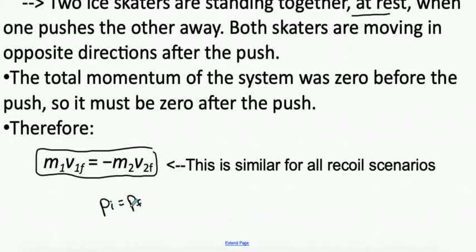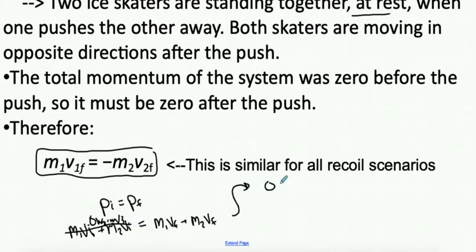So we have initial and final. Let's say we have two objects, mass 1 and mass 2. This would be our initial momentum. And then our final momentum, we have mass 1 times the final velocity plus mass 2 times the final velocity. This is going to be 0, let's say 0 kilogram times meters per second. So let's write some equations here. We have 0 equals mass 1 times the final velocity of mass 1 plus mass 2 times the final velocity of mass 2.